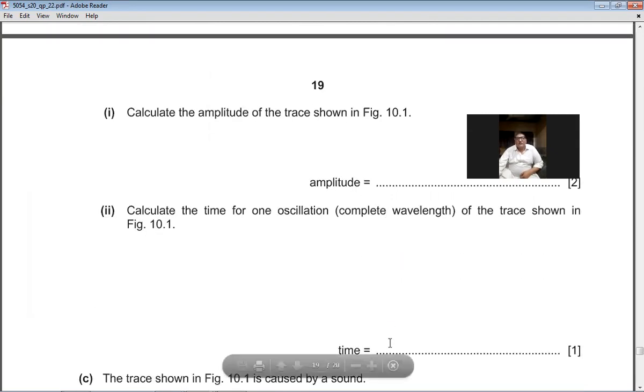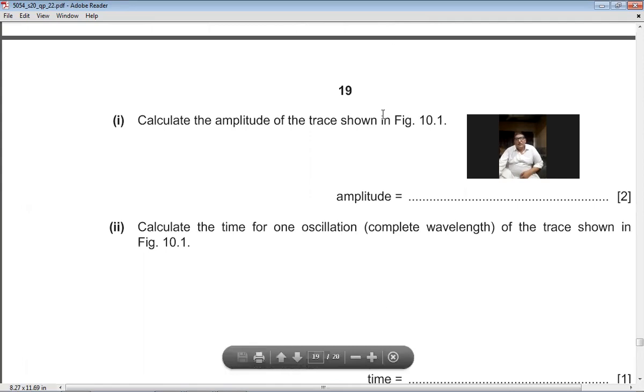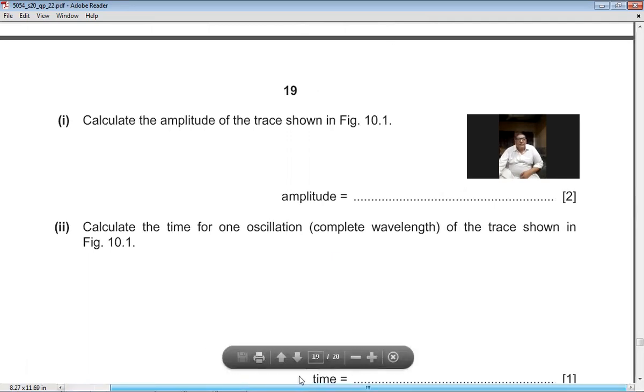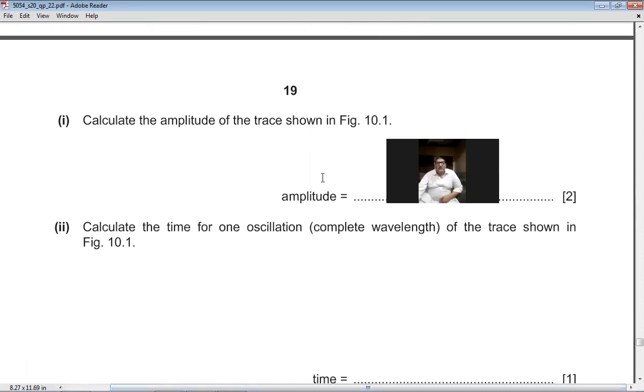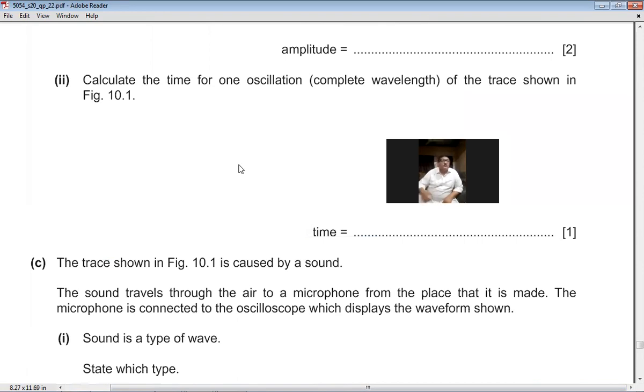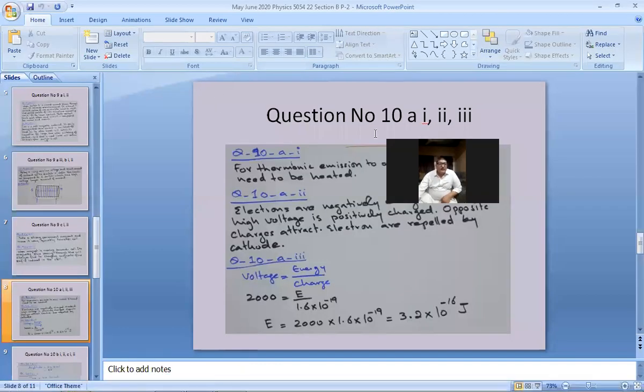So the first question was, what is the amplitude of the trace? I told you that it is 6 volt. And the second part is a 1 mark question: calculate the time for one oscillation. We calculated horizontally how many squares are used for one complete wave. There were 4, and each square represents 10 milliseconds. So 4 multiplied by 10 milliseconds is 40 milliseconds. So the time period of this wave is 40 milliseconds. I've done this on paper. Let me show you my work.